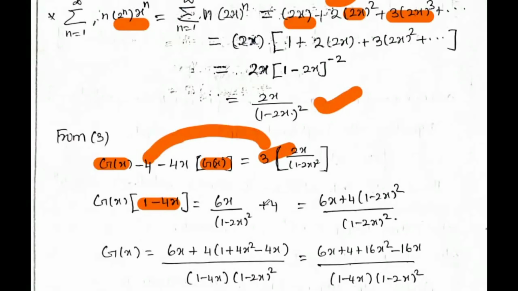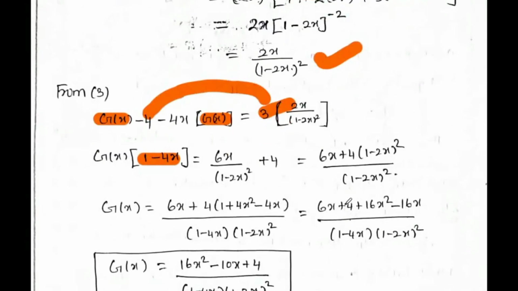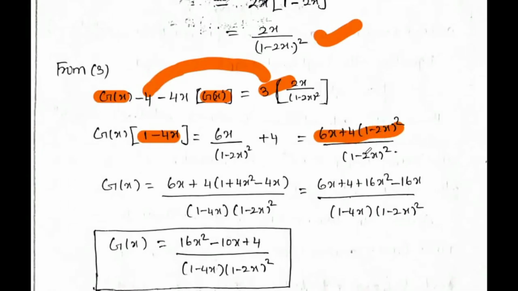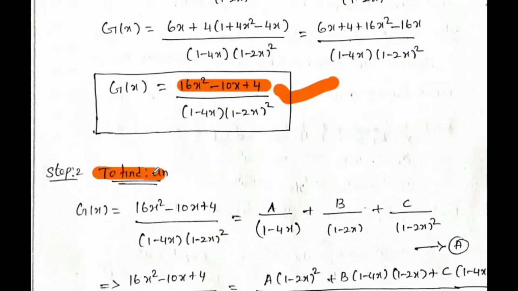Then we take LCM: 6x plus 4 into 1 minus 2x whole square, over 1 minus 2x whole square. Okay. If you simplify the numerator value, we get 6x plus 4 plus 16x square minus 16x. So after simplification, we get 16x square minus 10x plus 4 in the numerator. Coming to the denominator, 1 minus 4x minus 2x square. So this is called step number 1, and also it is p of x. So step number 2, the a n value.